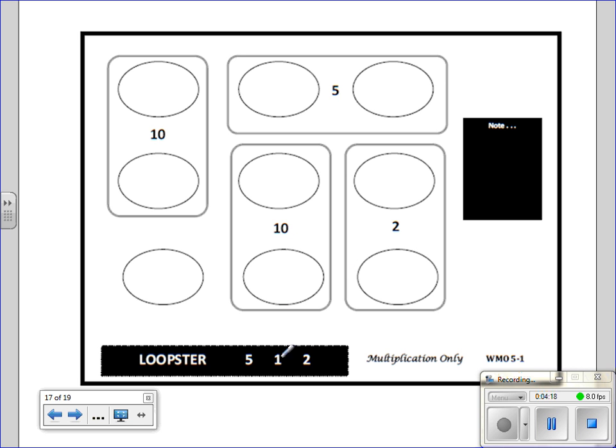Now, the only numbers you can use in this Loopster puzzle are 5s, 1s, and 2s. That means I need a 5, a 1, a 2 in every row, a 5, a 1, a 2 in every column.